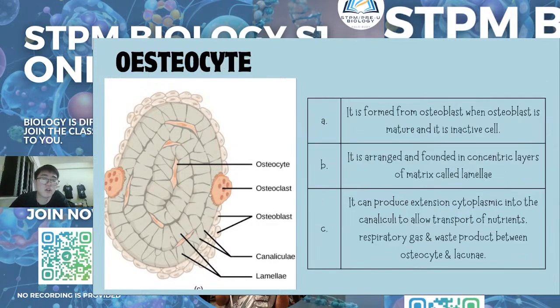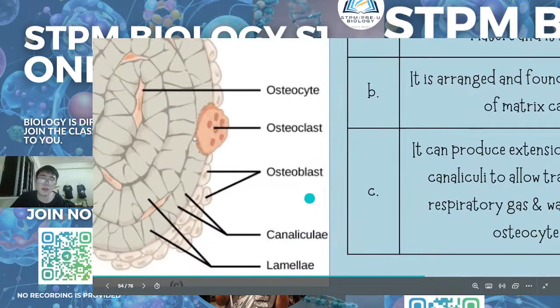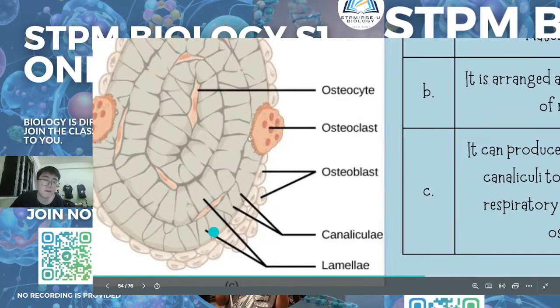Okay, another one is osteocyte. Osteocyte is formed from osteoblast, where the osteoblast is mature and an inactive cell. So osteocyte is actually formed from the osteoblast, its origin is from the osteoblast. When the osteoblast becomes mature and inactive, it will become osteocyte. Normally it is arranged and folded in concentric layers of matrix called lamella. So lamella is the layer of the matrix here.